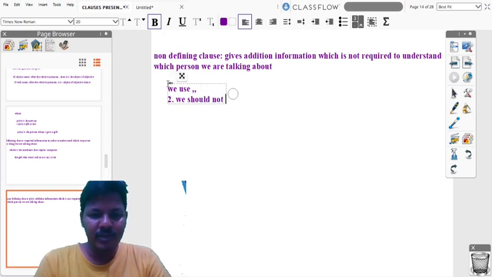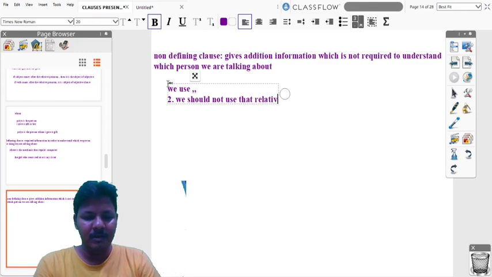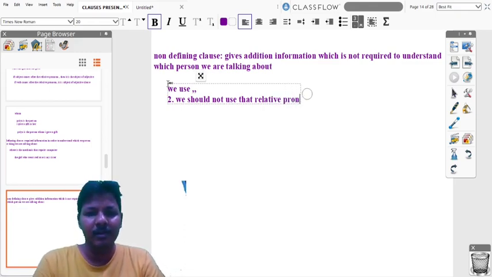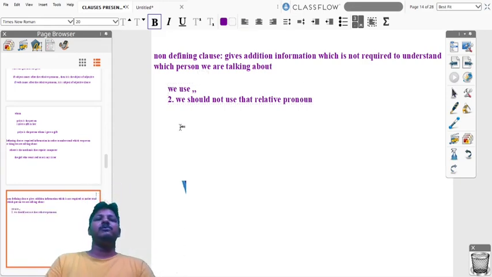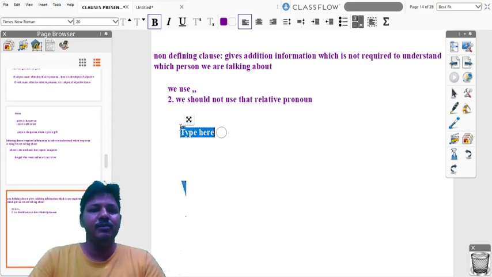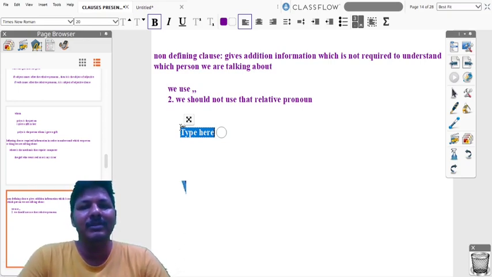We shouldn't use that. We shouldn't use the relative pronoun that in non-defining clauses. So let me give an example so that you can understand very well. So we have two rules. First rule is we use a comma in non-defining relative clauses, and second rule is we should not use the relative pronoun that.